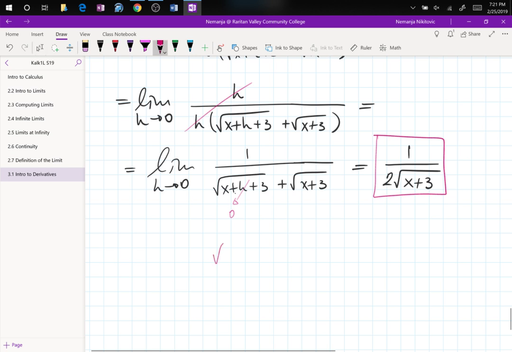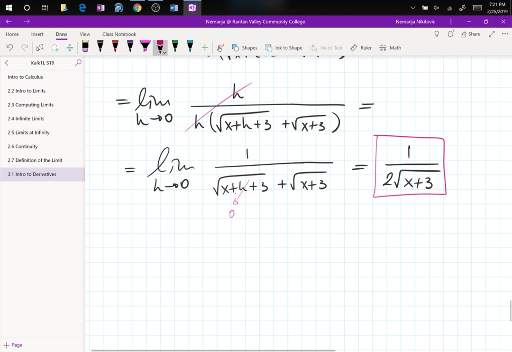I have root x plus 3 plus root x plus 3, right? So that's 2 root x plus 3. An apple plus an apple is 2 apples, because there's a plus in between. So it's the addition. Any other questions, concerns?